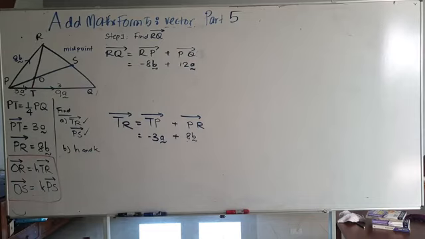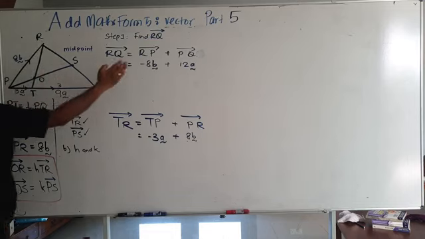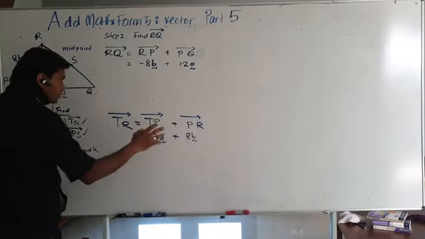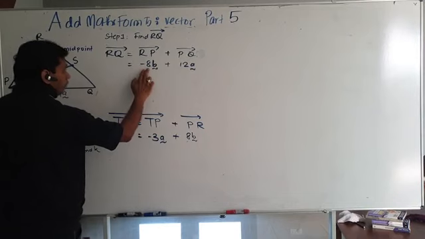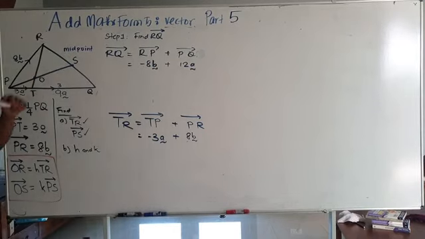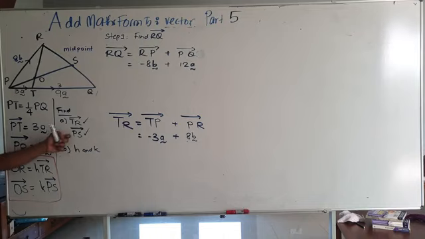Okay, good. So I have found RQ, which means RS. What is RS? This is RQ. RS must be half of this. So we already know what RS is. RS must be half of this, which means it should be negative 4B plus 6A. So that is RS. So what is the question? The question is find PS.